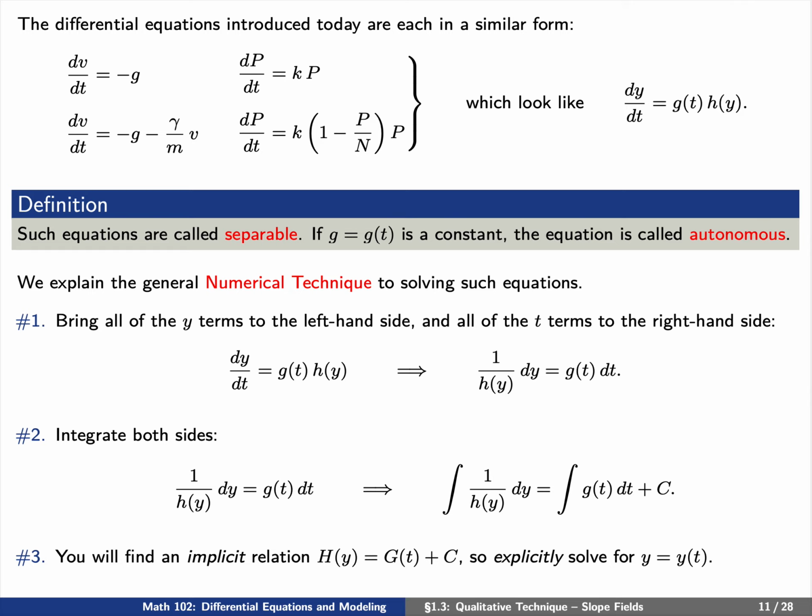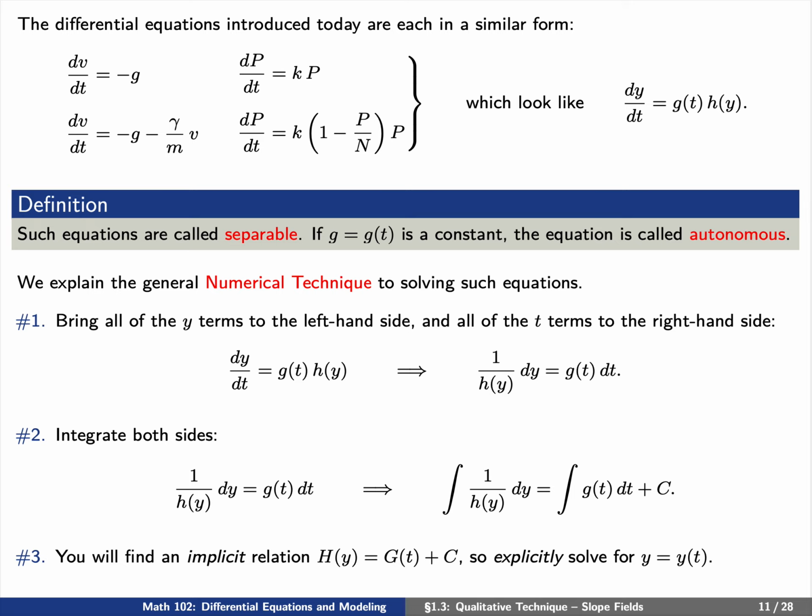Notice that all four of these appear in the form dy/dt = g(t)h(y) for some function g that's only a function of time alone, and some function h that's only a function of y alone. Such equations are said to be separable. And in fact, if g(t) is a constant and not really a function of time, we say that our equation is an autonomous equation.